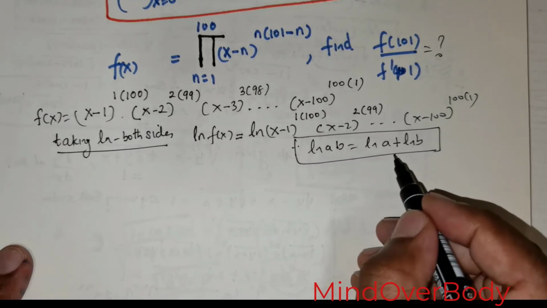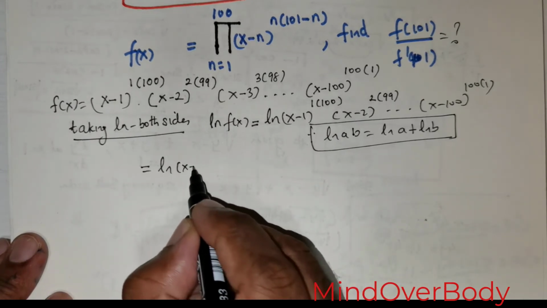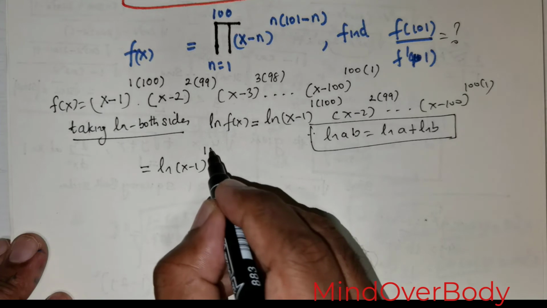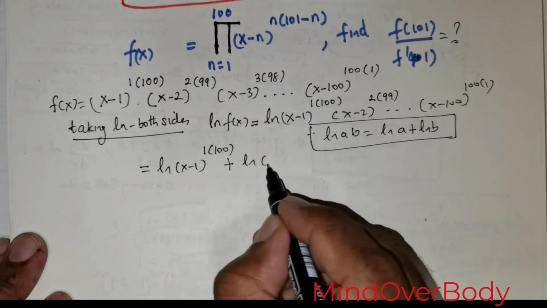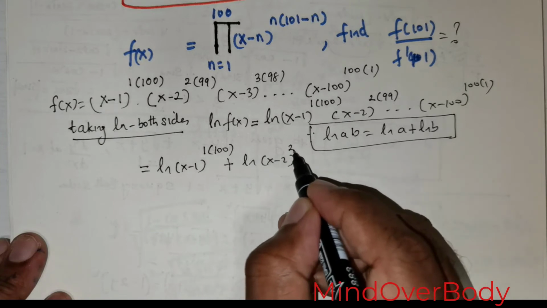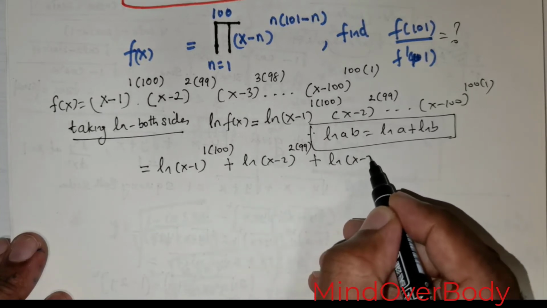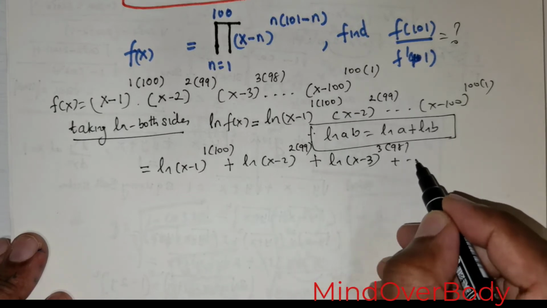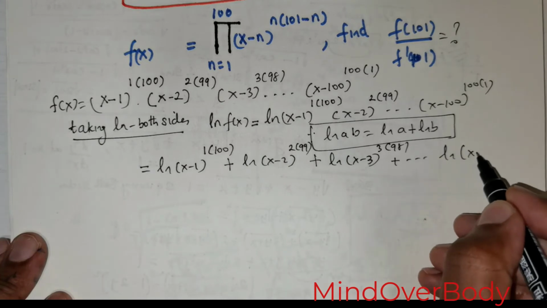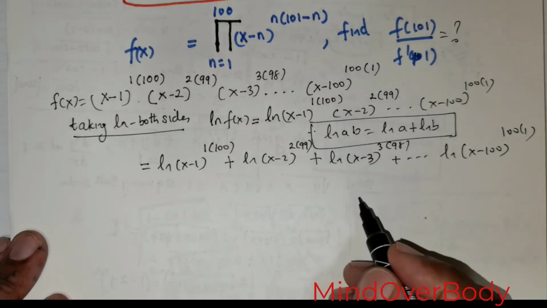Now using this, I can rewrite this as ln of (x-1) raised to the power of 1 times 100, plus ln of (x-2) raised to the power of 2 times 99, plus ln of (x-3) raised to the power of 3 times 98, etc., ln of (x-100) raised to the power of 100 times 1.